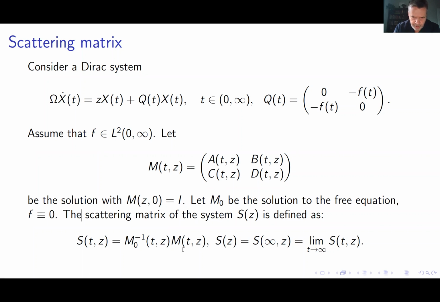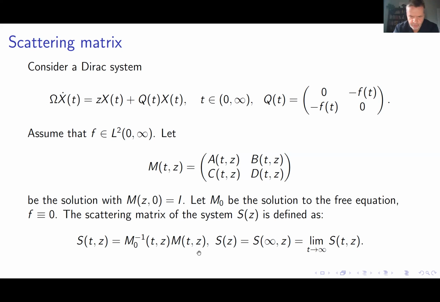And then you do the following. You take the transfer matrix for your given system and apply M0 inverse, the inverse of the free transfer matrix. And then you try to tend T to infinity, hoping that the limiting matrix will exist in some sense. Now, some information about this limit was given in Sergei Denisov's talk the day before yesterday. So in particular, for each fixed finite T, the entries of all these three matrices will be entire functions in the complex plane. And when T tends to infinity, we will have some normal convergence for the entries.